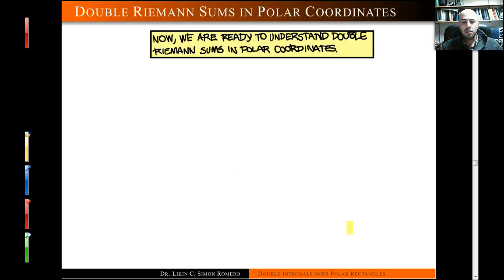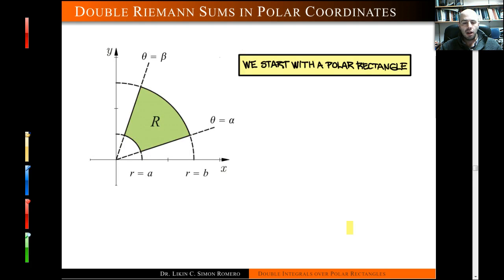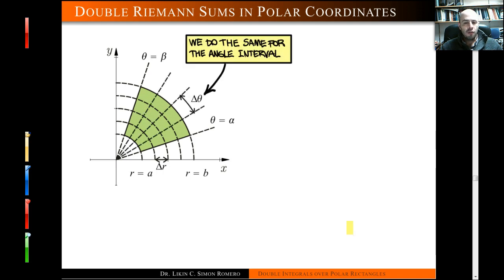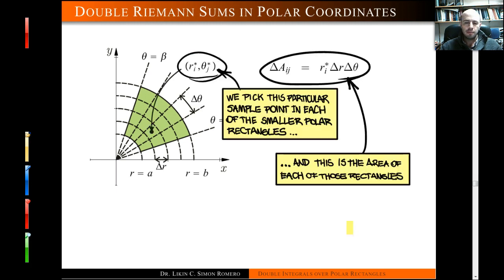So now we're ready to understand double Riemann sums in polar coordinates. We start with a polar rectangle. I'm not going to draw the function. You can imagine that the function is above this polar rectangle. Then we subdivide the radius interval into subintervals of the same length, and the length is going to be delta r. We do the same for the angle interval, so all the intervals are going to have length delta theta. And we obtain that we subdivide the big polar rectangle into smaller polar rectangles.